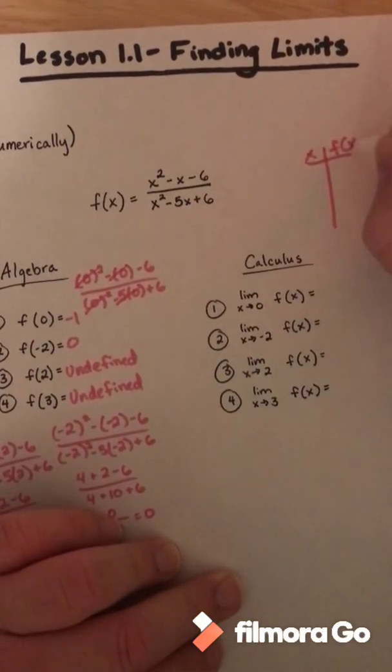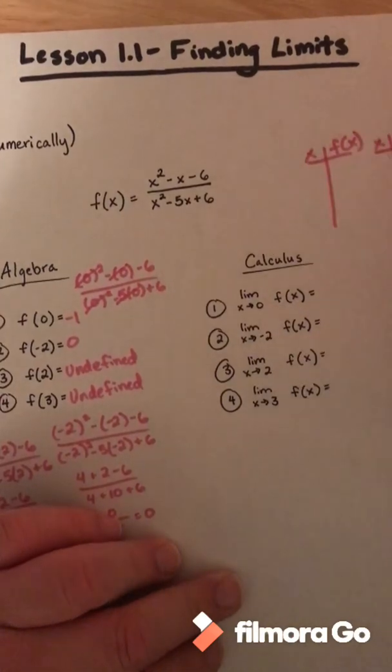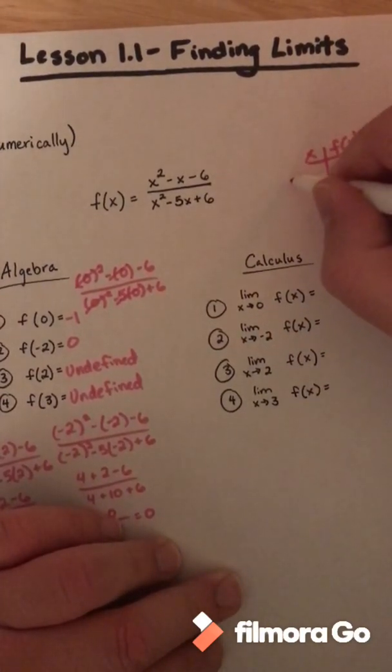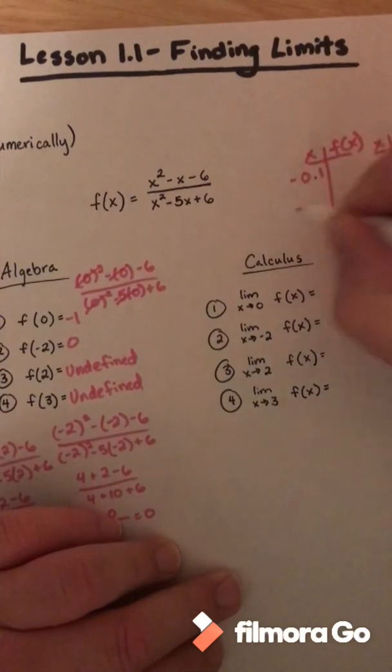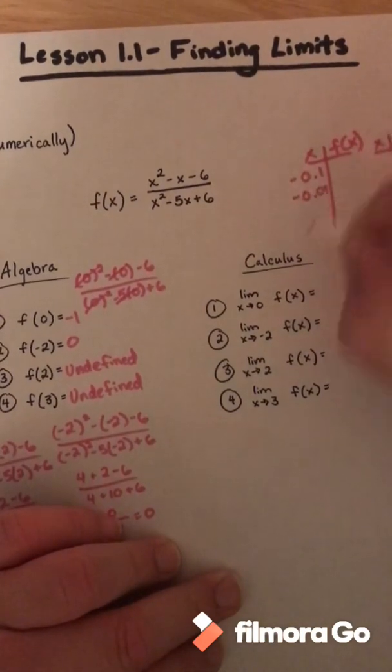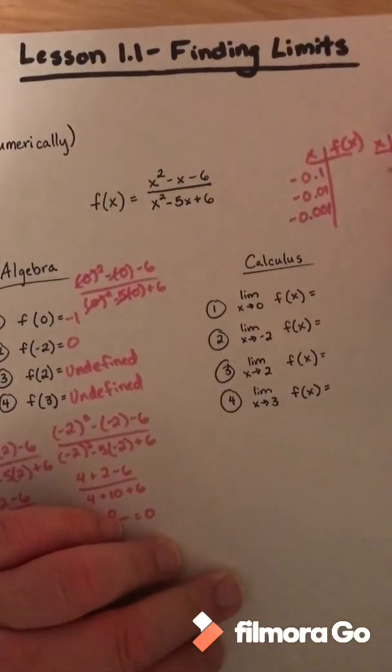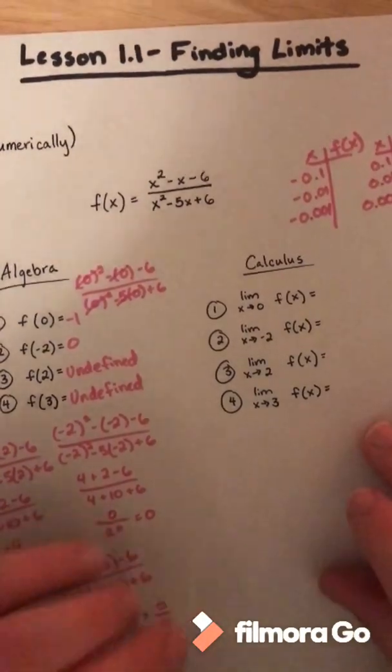We need to remember to plug in some numbers on the left side and on the right side. So I'm going to plug in some numbers. Let's try negative 0.1. Let's try negative 0.01. And let's do one more, negative 0.001. All right, plug in the same numbers, only the positive version because we want to do the right side as well. So I'll do 0.1, 0.01, and 0.001. All right, I'm going to plug in those numbers.